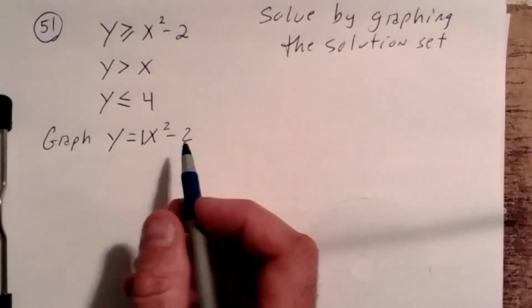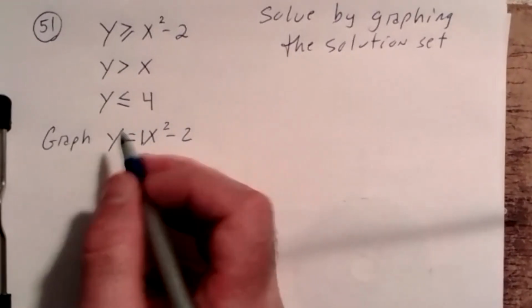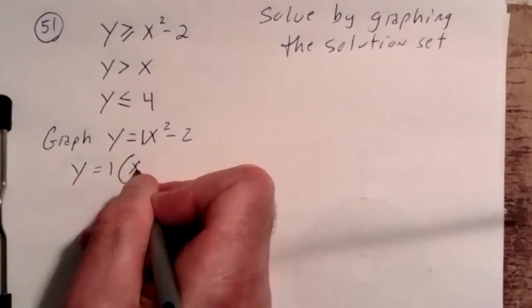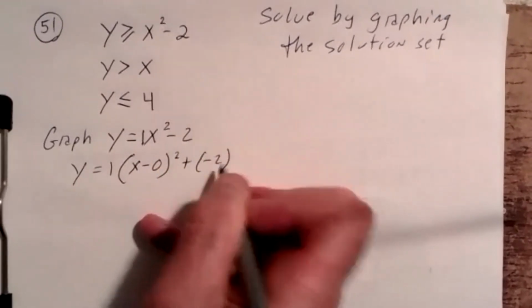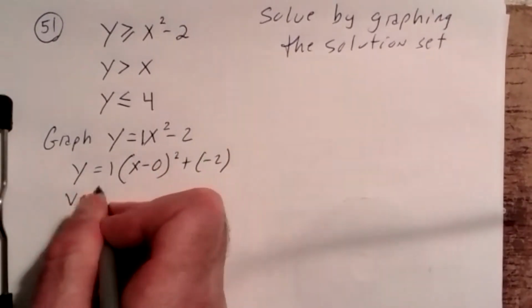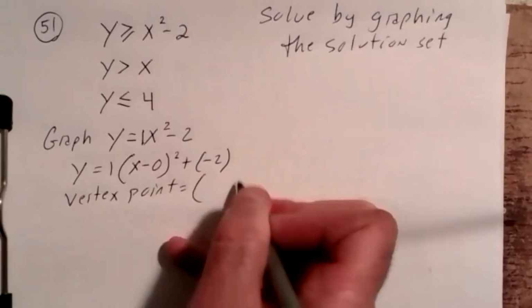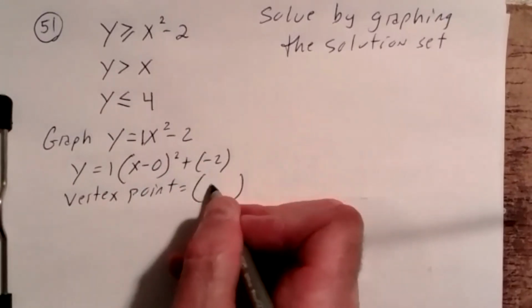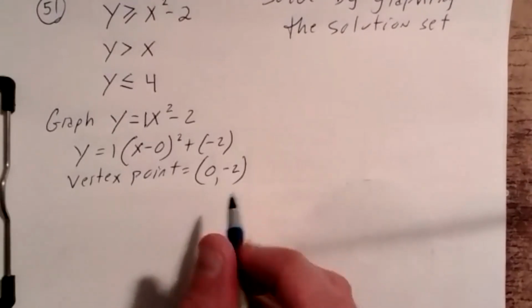All right. Just out of curiosity, what would be the vertex point of this parabola? If I was to write this in vertex form, do you agree that's vertex form? So what's the vertex point? Should be able to read it right off from the equation. It's literally what, (0, -2)? That's the vertex point. Would this graph have any x-intercepts?